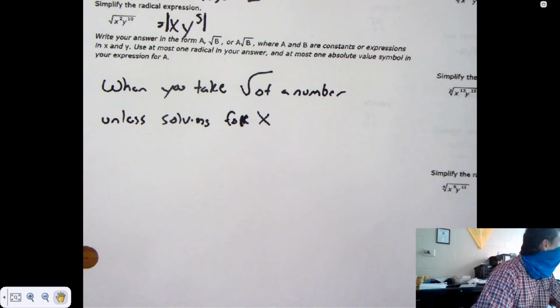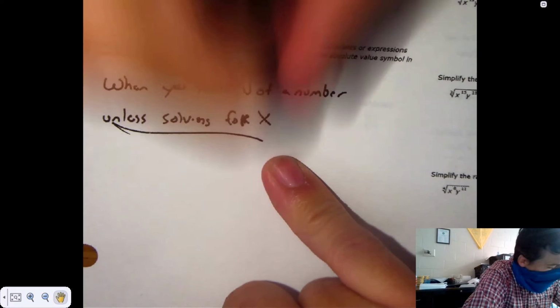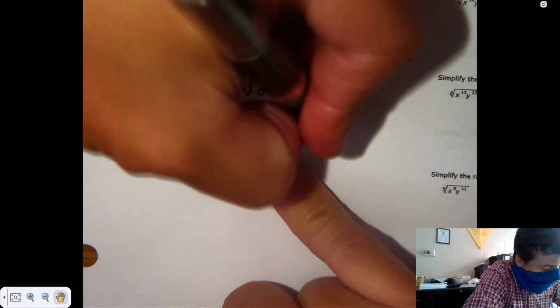It's kind of one of those weird things about math. Like, why isn't it always true? It's just the way it is. That's about all I can really tell you. So unless solving for x, the result is always positive.